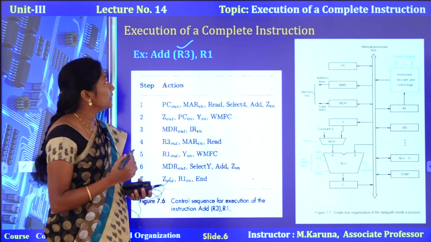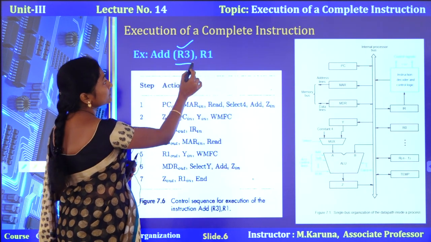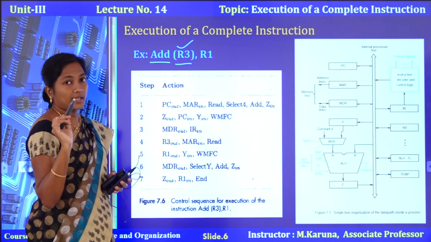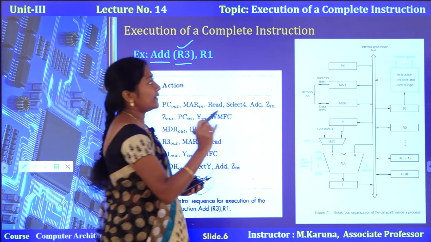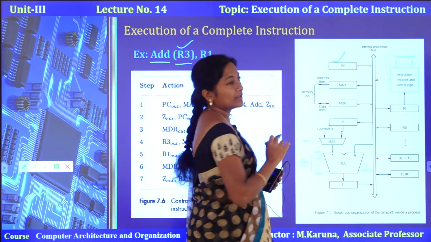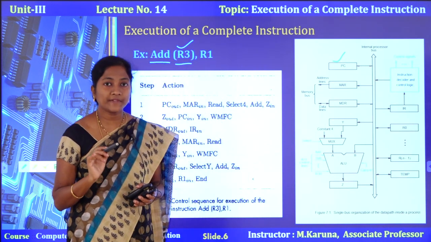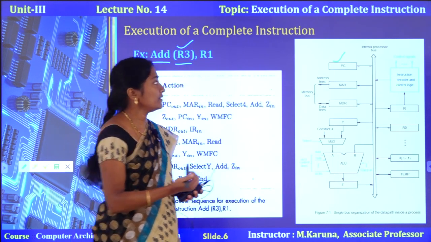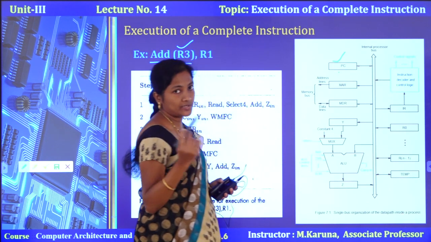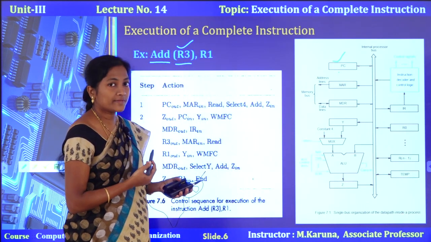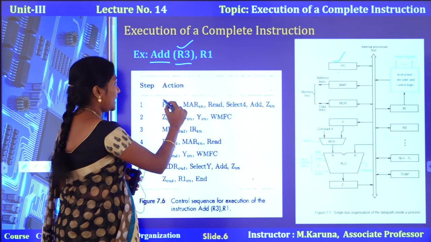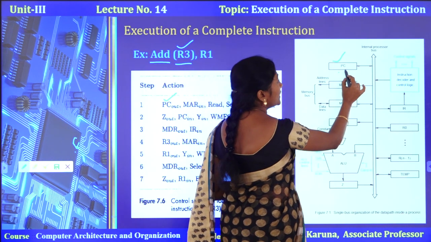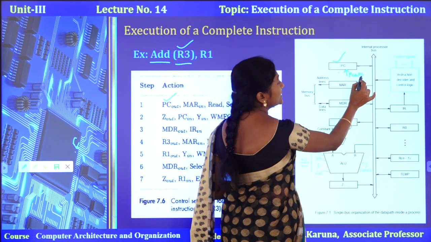Now, here R3 contains the address. For the add instruction, the instruction address is available in the program counter. Program counter stores the address of the instruction. So, processor needs to get the address of the instruction from the program counter. How does the processor get the address from the program counter? By enabling PC out equal to 1. So, here the control signal is PC out is equal to 1.